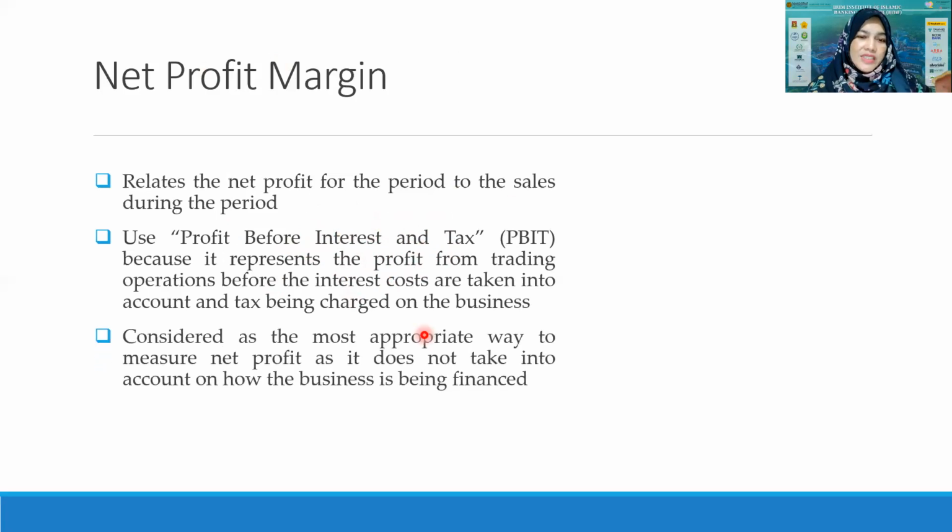So this is considered the most appropriate way to measure net profit, as it does not take into account how the business is being financed. It is more appropriate because it is just looking at the operational level of the company. It is ignoring the impact of finance costs to the company.